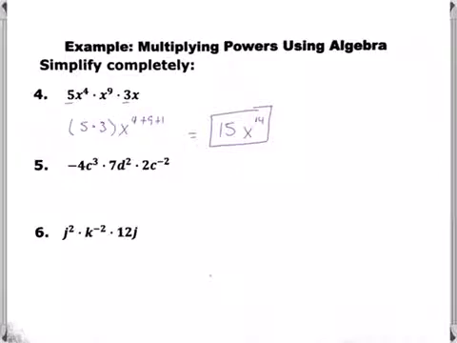Same thing in example 5. You're going to multiply your coefficients. So you've got negative 4 times 7 times 2. And add the exponents on your like-based items. So c is 3 plus a negative 2, and then you have d squared. So your final answer should give us negative 56 c to the 1st, d to the 2nd power.